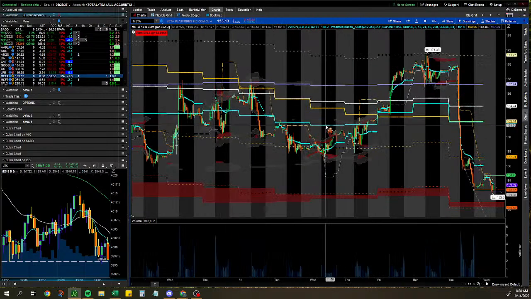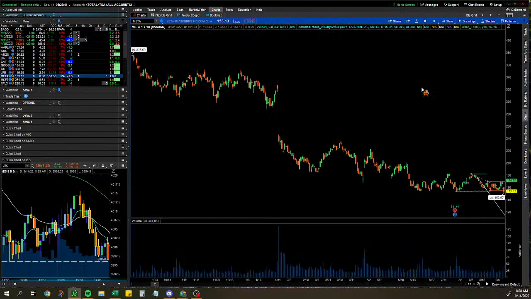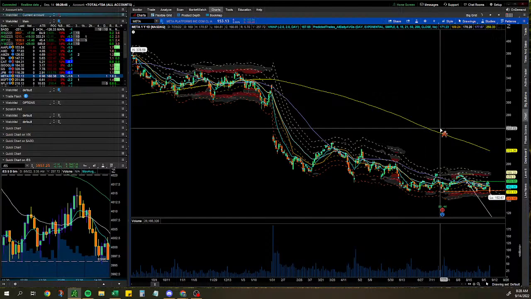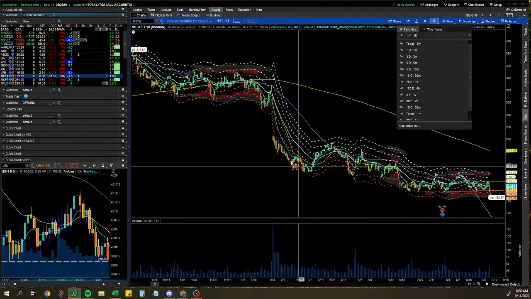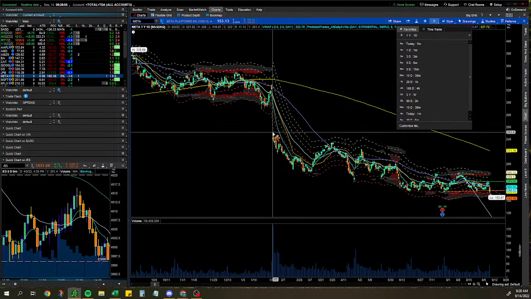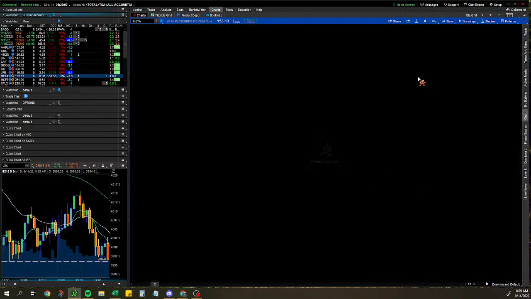Meta. I wonder if this thing set a new low of year. Yep. Meta set a new low of year yesterday. So, not playing Meta to the upside. I haven't ever played Meta to the upside this year since this ugly drop, right? I have not touched one Meta call. Go back.